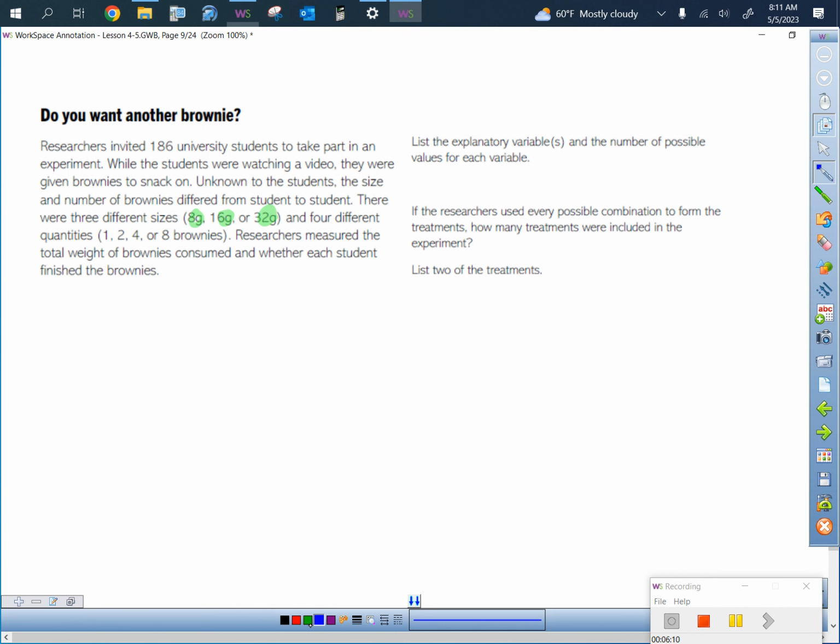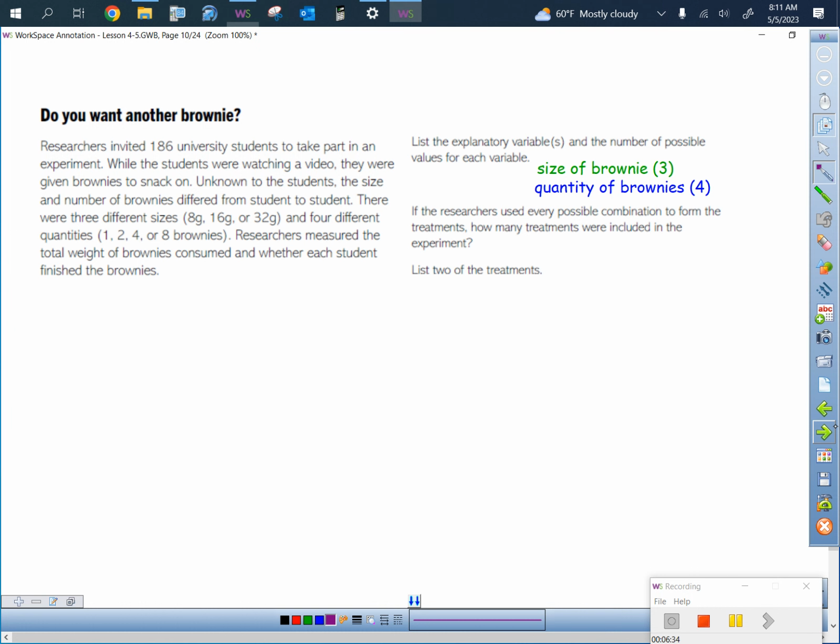And 4 different quantities. Could you imagine this? You show up, you're asked to watch a video, and they could give you 1 of those brownies, 2 of those brownies, 4 of those brownies, or 8 of those brownies. Researchers measured the total weight of brownies consumed and whether each student finished the brownies or not. So here we go. List the explanatory variables. Here's what we got. The size of the brownie. That was something explanatory because they had 3 different sizes.